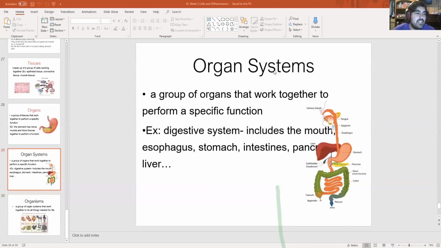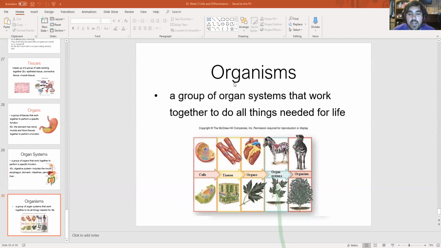And then finally, you have organisms. So us, right? A group of organ systems that work together to do all the things needed for life. So here's the little graphic. You got the cells, which goes to the tissues, which goes to the organs, goes to the organ systems, and then finally the organism. Okay? You got the little zebra here and the tree. Okay?